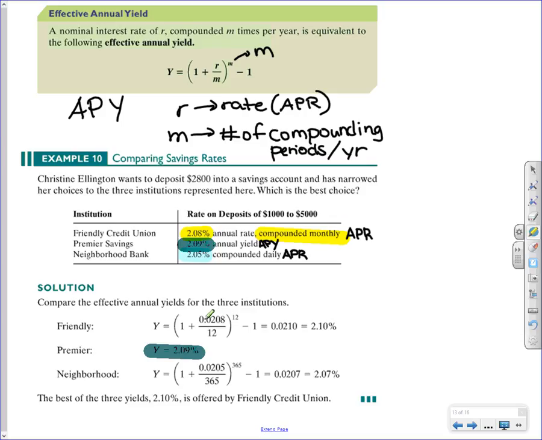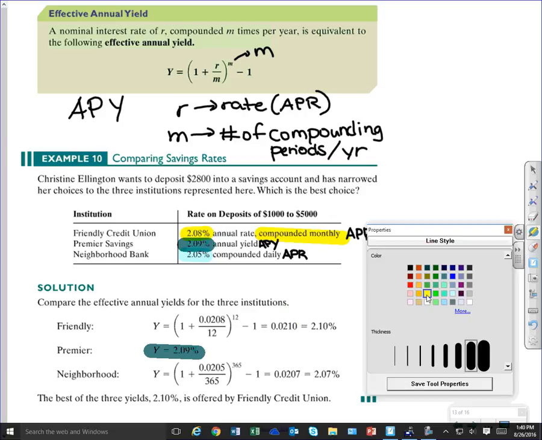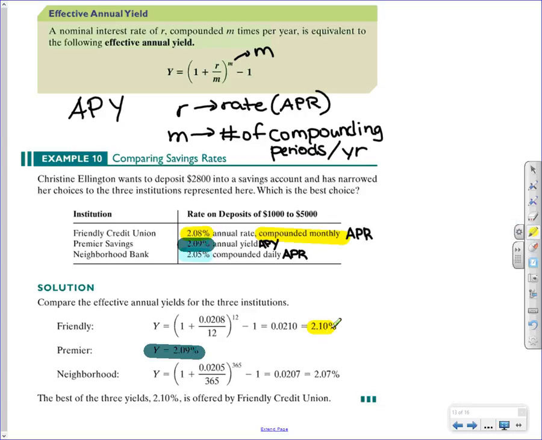Okay, so we plug that in here, the 0.0208 divided by 12 because it's compounded monthly, raised to the power of 12 because it's compounded monthly, and then you always subtract 1. That's just part of the formula up here, okay? And that equals 0.0210, which is 2.10%. So we thought that first one had a 2.08% rate, but actually, since that was the APR, the APY is 2.10%, which now makes it a better choice than the Premier Savings, right?